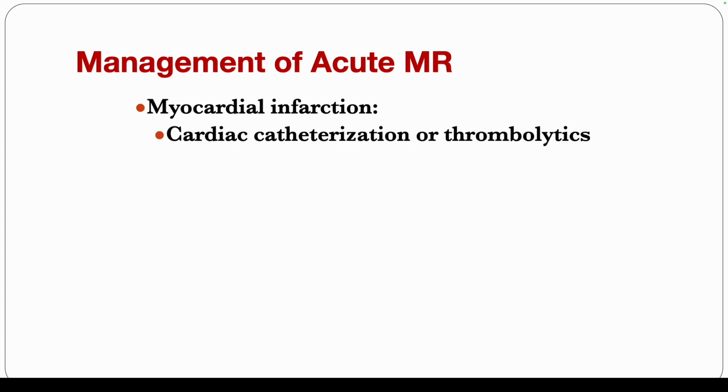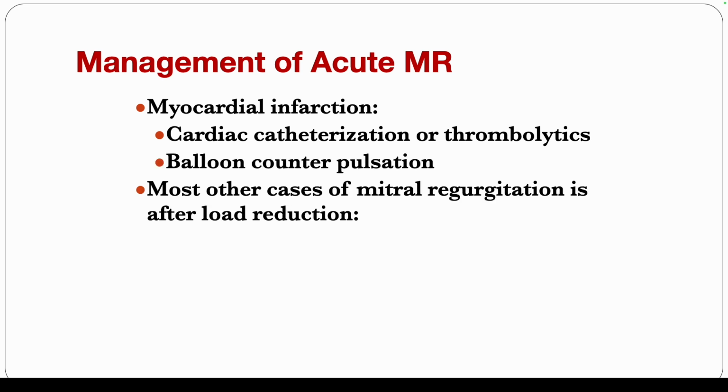Acute MR, if developed in myocardial infarction: cardiac catheterization and thrombolytics. In most other cases of mitral regurgitation, it's just afterload reduction. You cause peripheral vasodilatation. When there is peripheral vasodilatation, the blood will easily run off into the aorta, so the regurgitation will be reduced. So in patients who have MR, you need only afterload reduction.